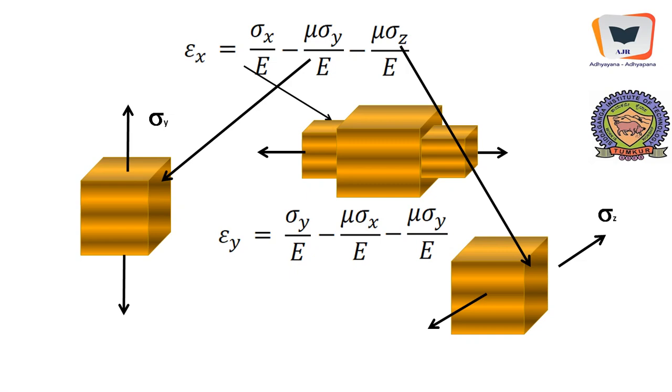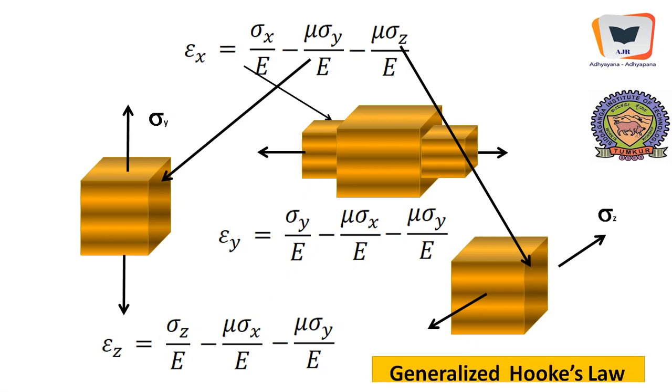Elongation in one side will always be associated with contraction on the other side, or reduction in dimensions on the other side. And similarly, epsilon z is the primary strain along z direction, that is sigma z divided by E, minus secondary effects due to Poisson's effect. So therefore we have arrived at net strain along x, net strain along y, net strain along z, and we have proved that a volumetric strain is epsilon x plus epsilon y plus epsilon z.